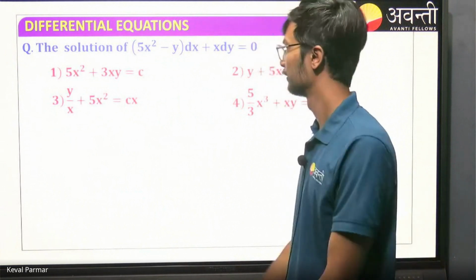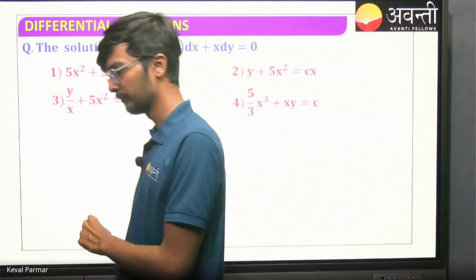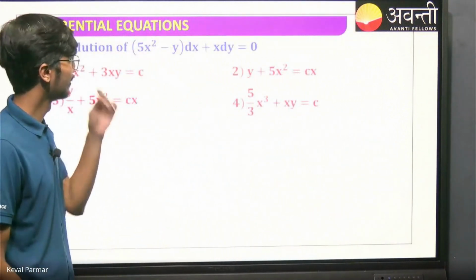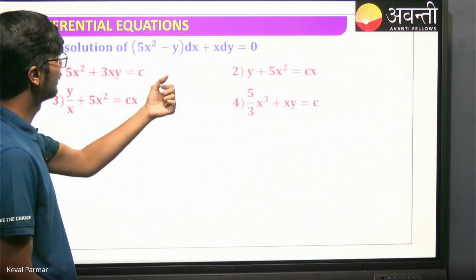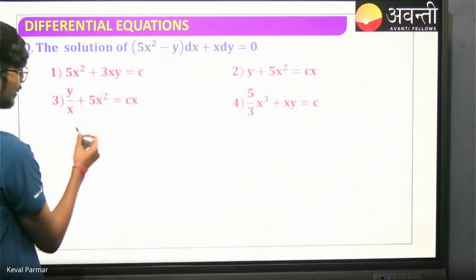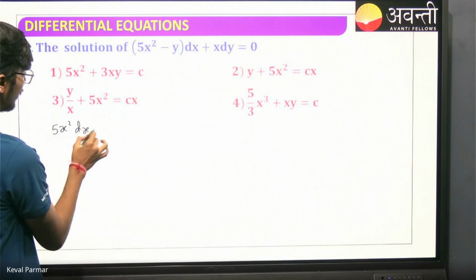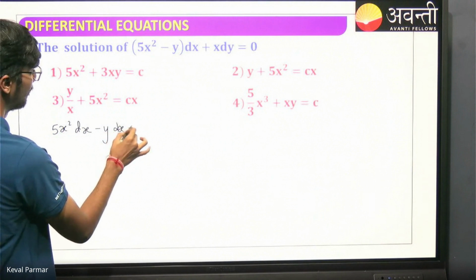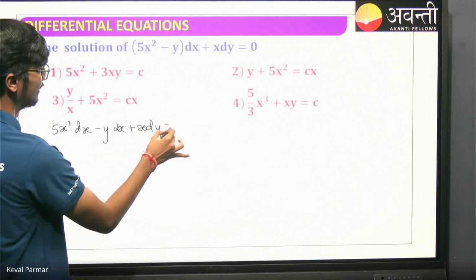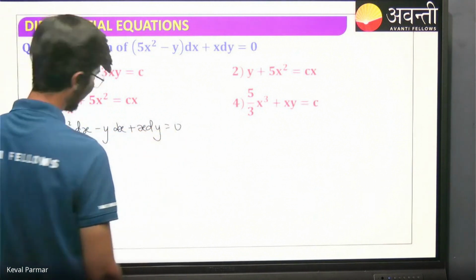Okay, fine. Chalo. Here again, same. What we'll do, we'll group the unhappy terms. So let us expand this. Means bracket open karunga. So I'll get 5x square dx minus y dx plus x dy is equals to 0.